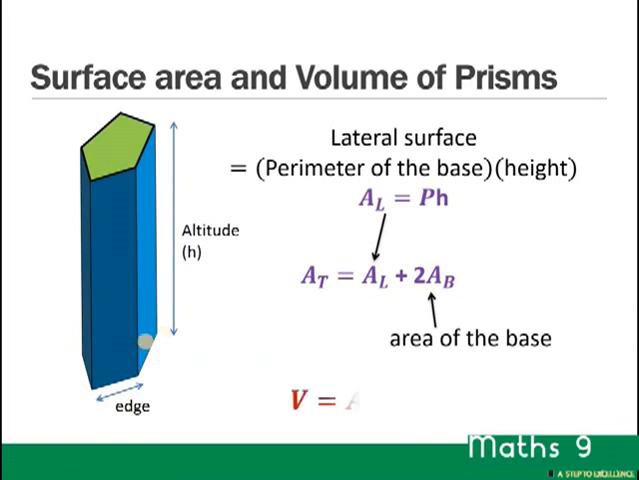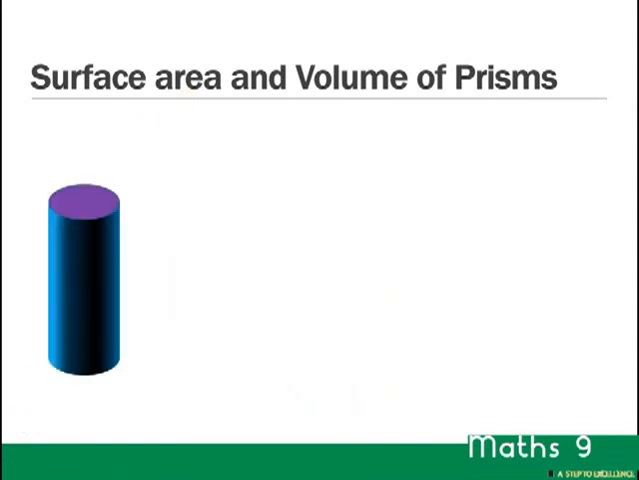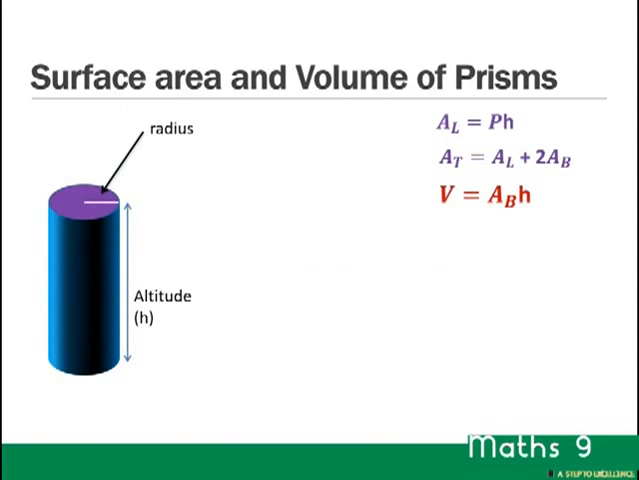For the volume of a prism, you want to find the area of the base and then multiply it by the height. So V equals AB times h. For a cylinder with altitude h and radius r, we can use the same formulas: AL equals Ph, AT equals AL plus 2AB, and V equals ABh.